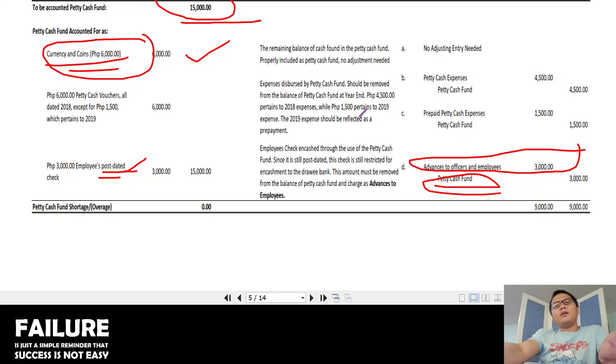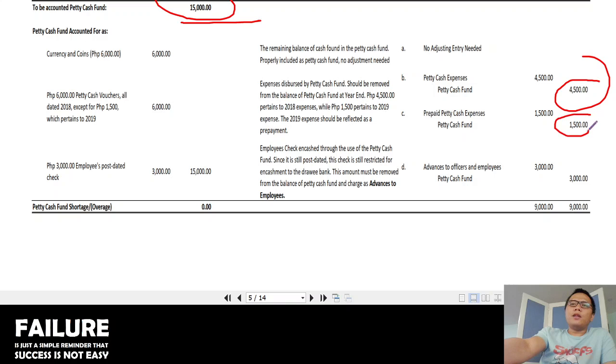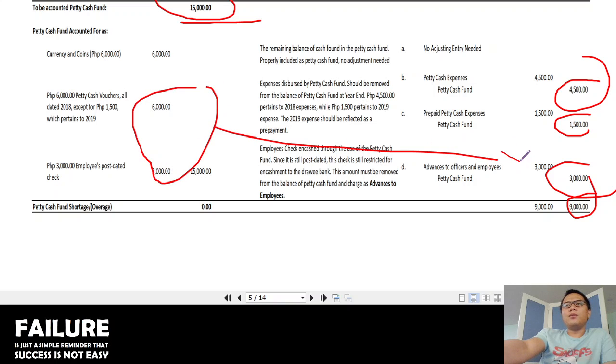So, after making all these entries, okay, after making all these entries class, kumbaga, meron tayong net deduction ngayon sa petty cash fund totaling 9,000. Okay? With that adjusting entry, ang petty cash fund natin ngayon would be correctly presented at 15,000 minus this 9,000, no? Minus this 9,000, ang net petty cash fund natin is 6,000 only. Di ba?